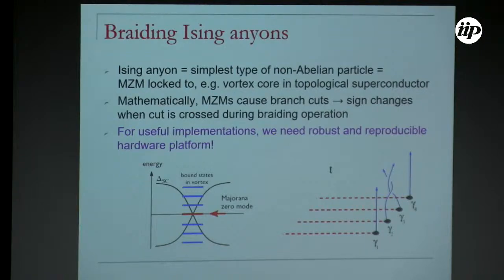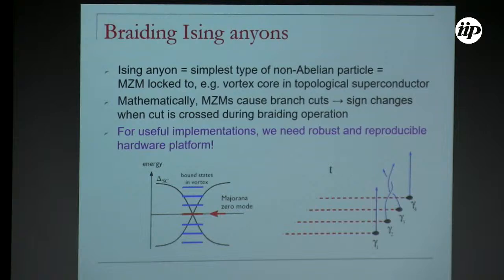Okay, now Ising anyons, as I said, are the simplest type of non-abelian particles. And you can think of them, for instance, as a vortex core in a topological superconductor, like a two-dimensional p-wave superconductor. And then you look at the vortex, and that's shown here. So the energy versus the space here would be a vortex. And if the pairing potential goes to 0 at a certain point, if it's a topological superconductor, it must have a zero mode, this Majorana zero mode at 0 energy.